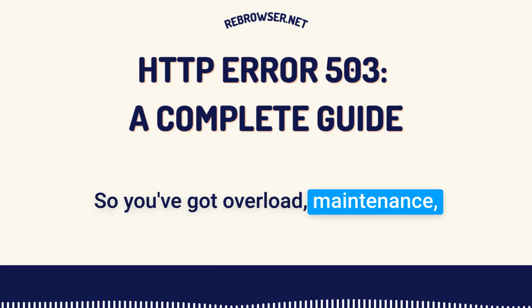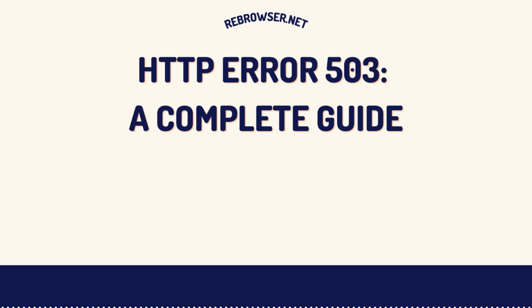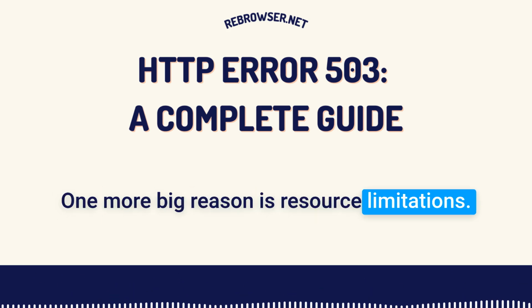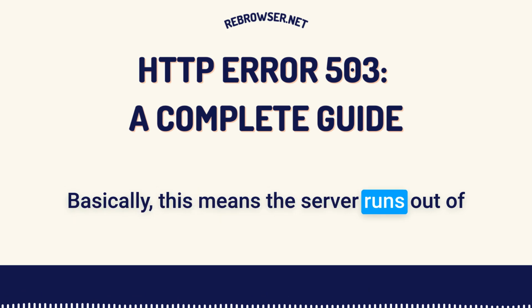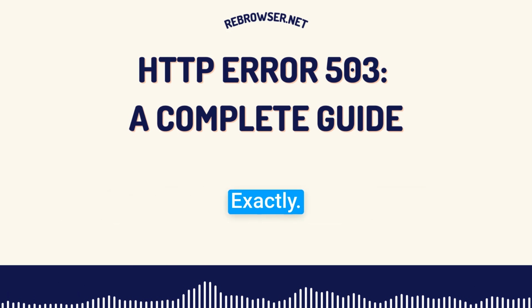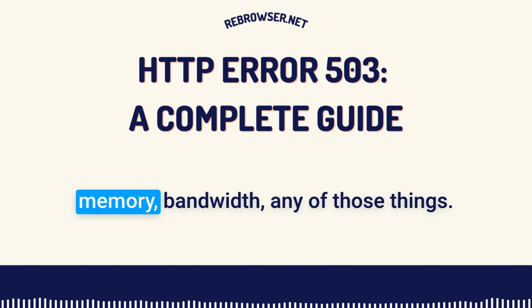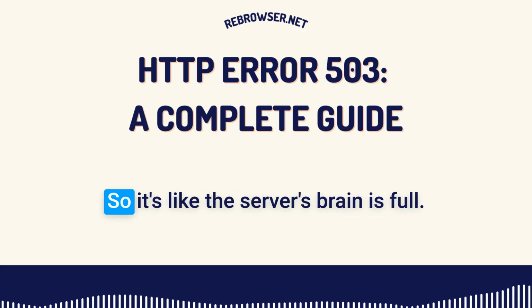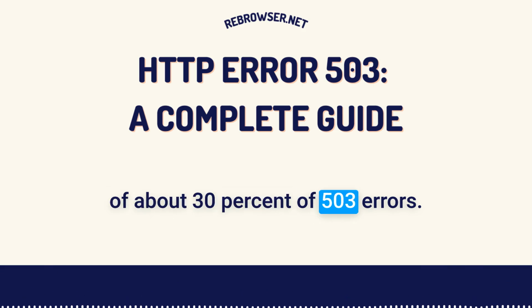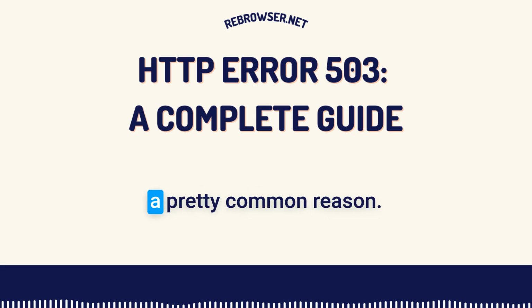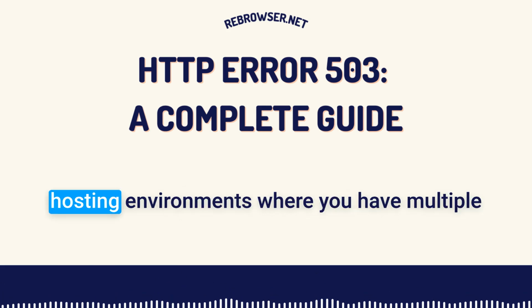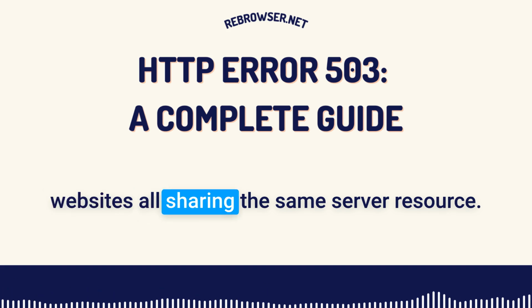So you've got overload, maintenance, and these DDoS attacks. Is there anything else that can cause a 503? Yeah, one more big reason is resource limitations. Basically, this means the server runs out of the essential resources it needs to operate. So it's like a computer trying to run too many programs at once. Exactly. It could be running out of processing power, memory, bandwidth, any of those things. So it's like the server's brain is full. Pretty much. And Rebrowser says this is the cause of about 30% of 503 errors. Okay, wow, so it's a pretty common reason. Yeah. And they say that running out of memory is especially common on shared hosting environments, where multiple websites share the same server resources.